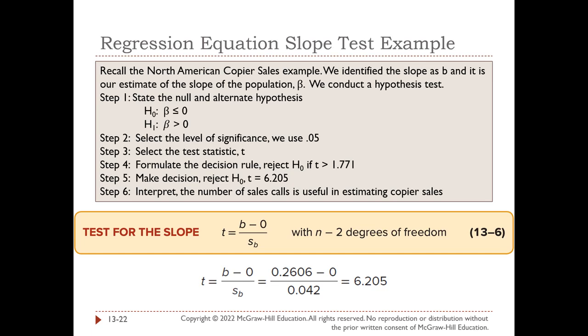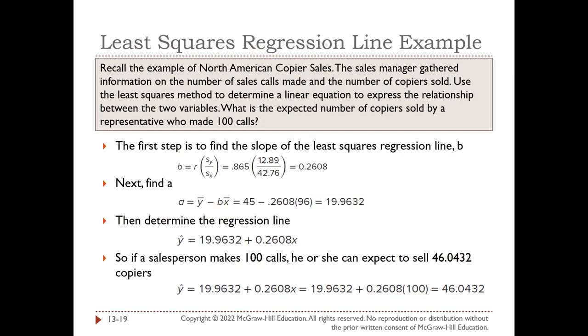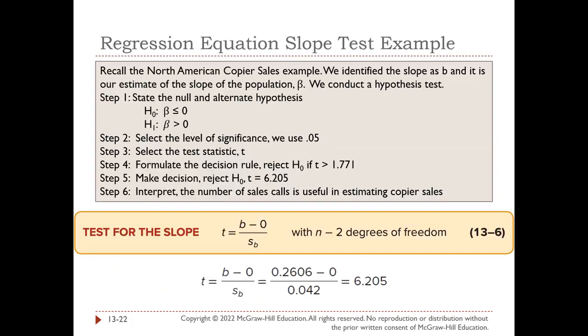So, that's going to basically be a null, so 0.042, with n minus 2 degrees of freedom. So again, it comes out to 6.205. Again, we're going to go through all this with our practice problems to show how things are working.